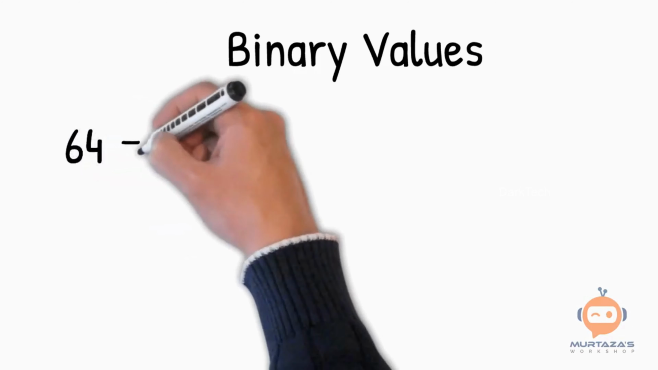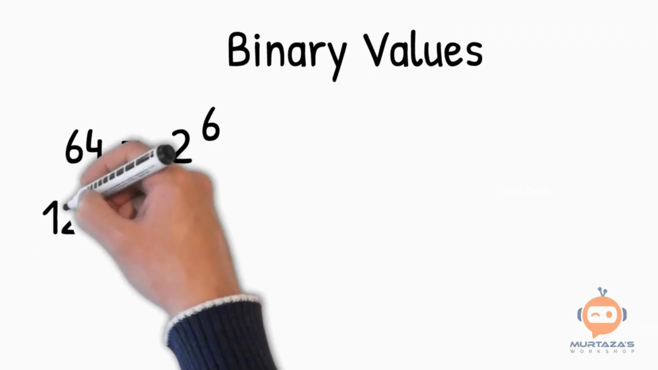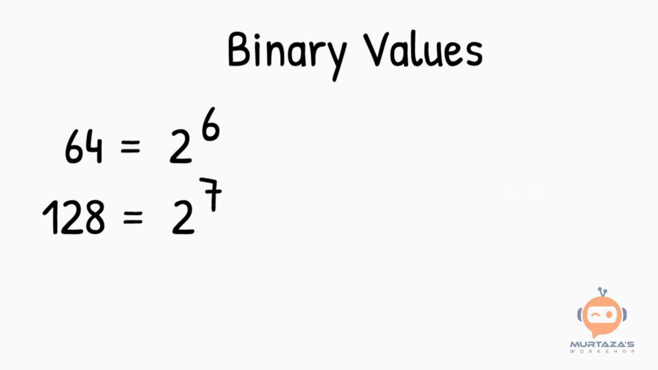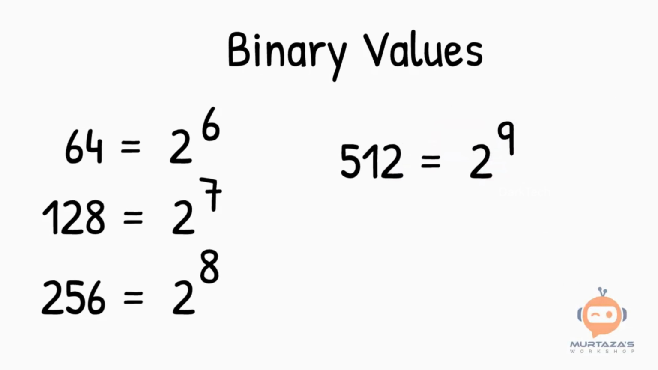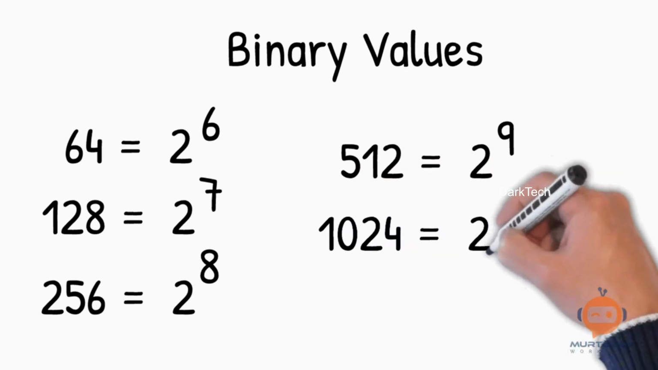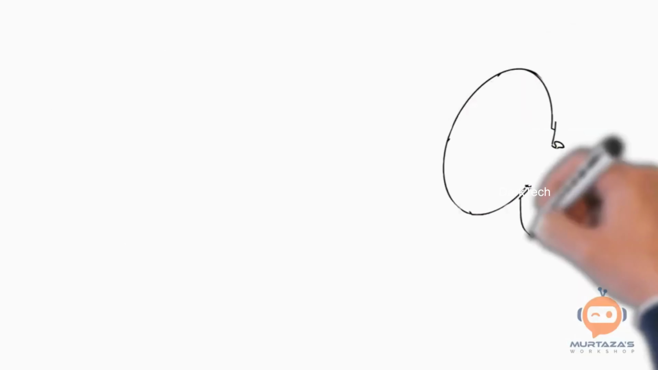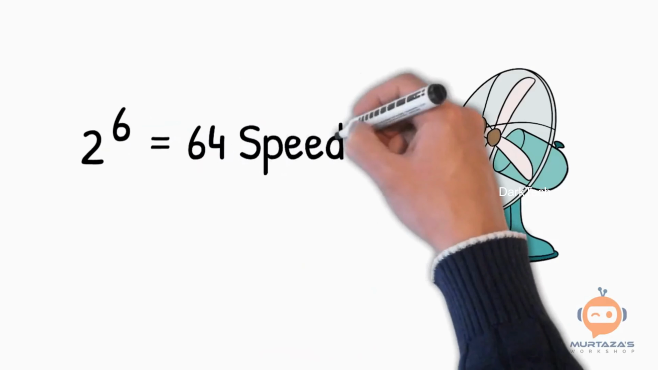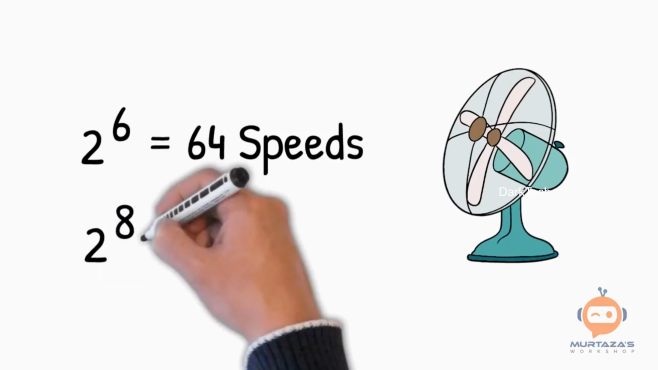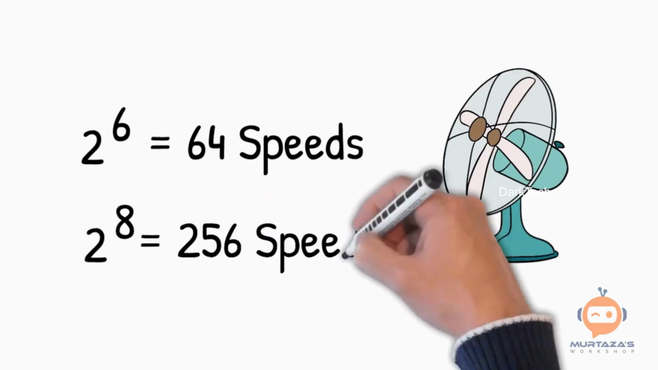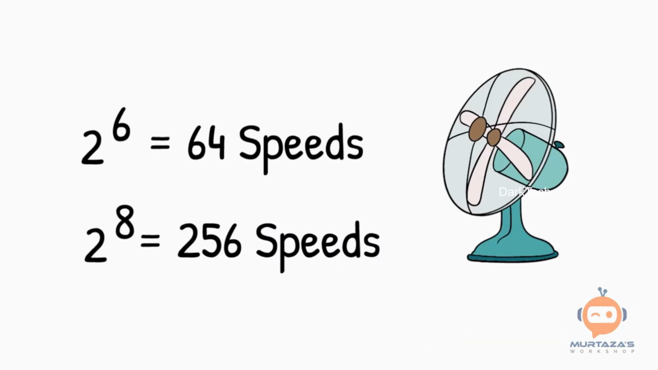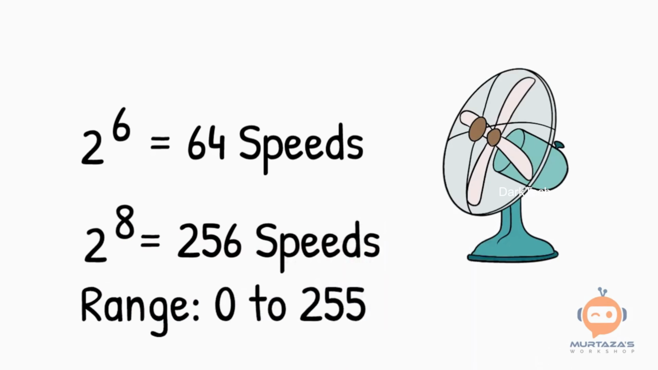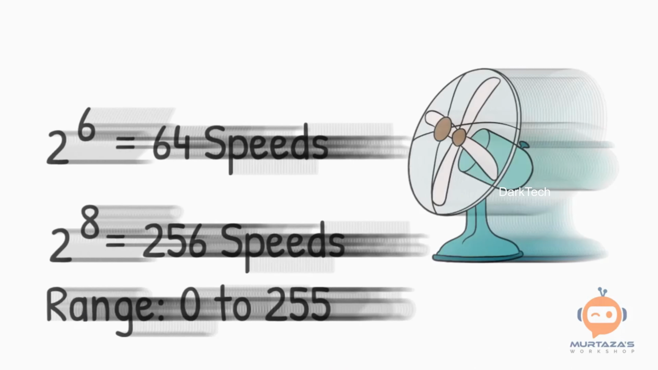These values are binary values, where 64 is basically 2 to the power of 6, 128 is 2 to the power of 7, 256 is 2 to the power of 8, 512 is 2 to the power of 9, and 1024 is 2 to the power of 10. This means if we were to send a 6-bit signal to our fan, we would have 64 different speeds to control. If it was an 8-bit value, we will have 256 speeds to control. If we include the 0 as well, then our values will range from 0 to 255.